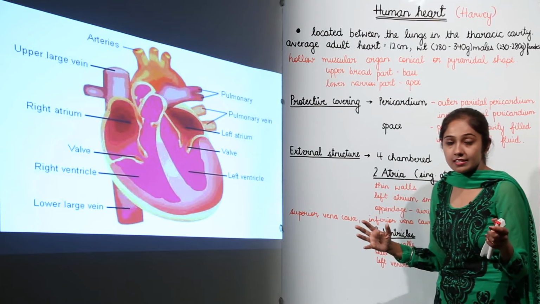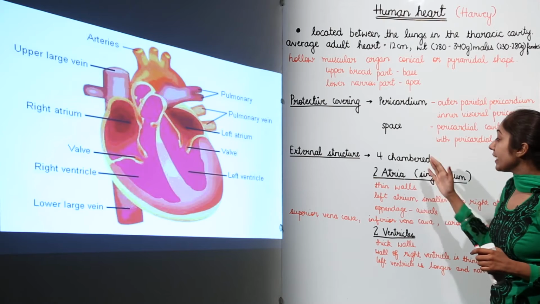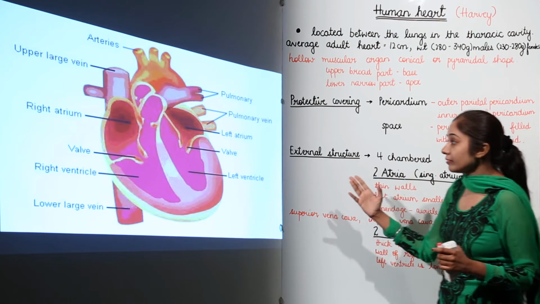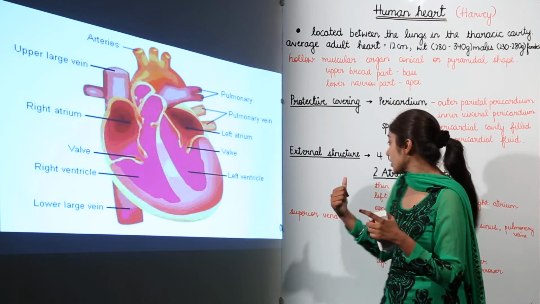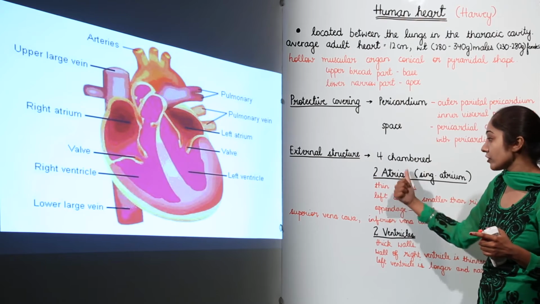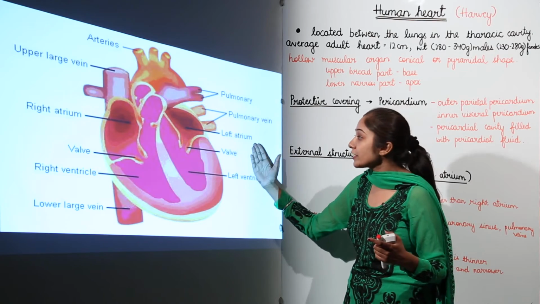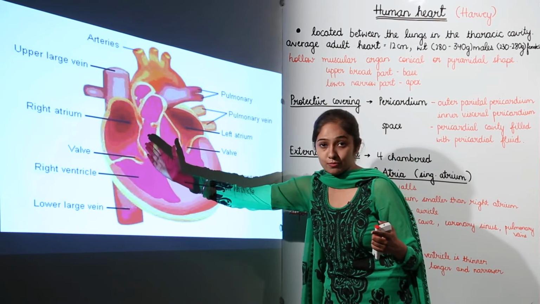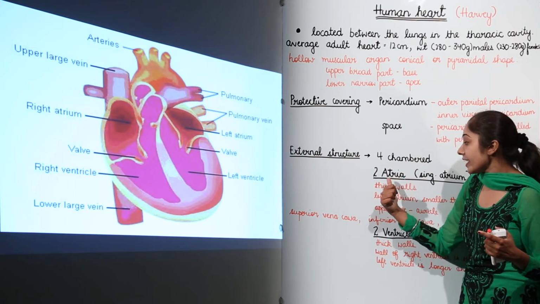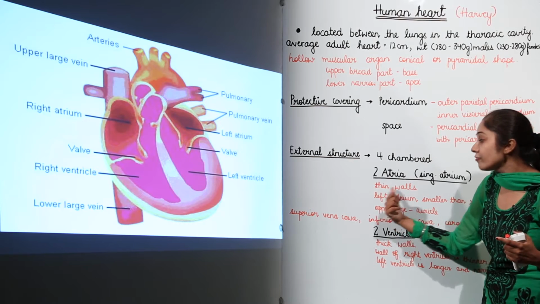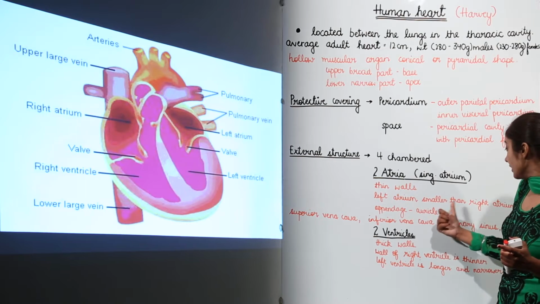Now, let us discuss a briefer overview of the two atria, right. The atria have thin walls. You can see we have a left atrium and a right atrium. Remember, when we are talking about one, you will not call it atria, we will call it atrium. These atria have thin walls, and the left atrium is smaller than the right atrium.